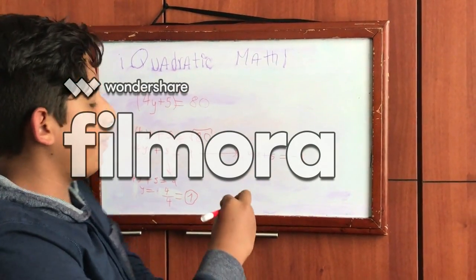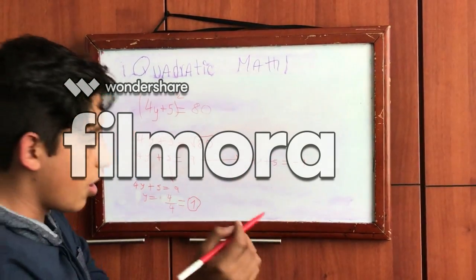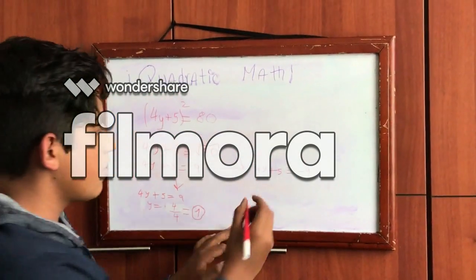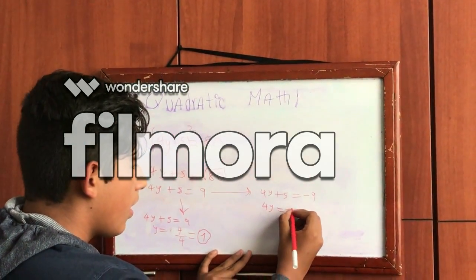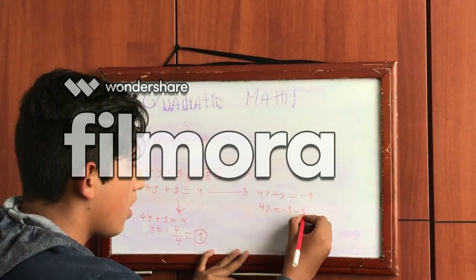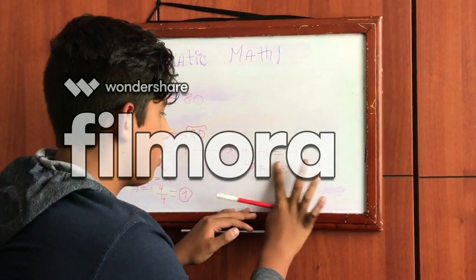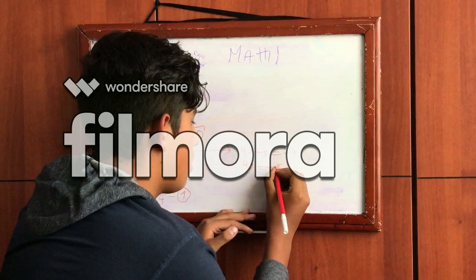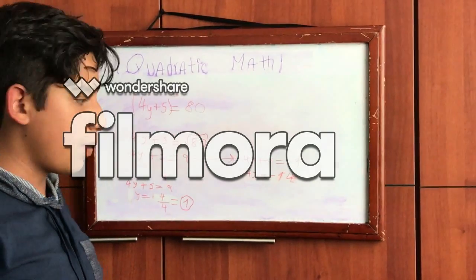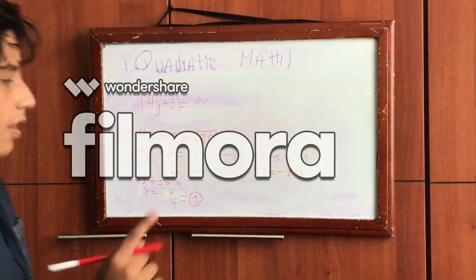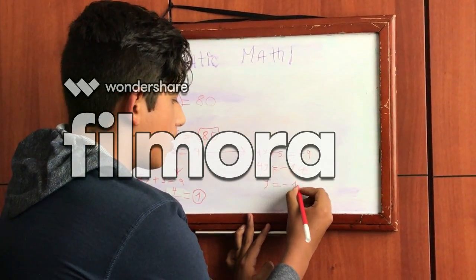Now here in x2 we do the same process as in here, because 4y and 5 are not like terms, so 4y is equal to negative 9 minus 5, so it would be negative 14. 14 is not a multiple of 4. That's the reason why the final answer would be y is equal to negative 14 fourths.